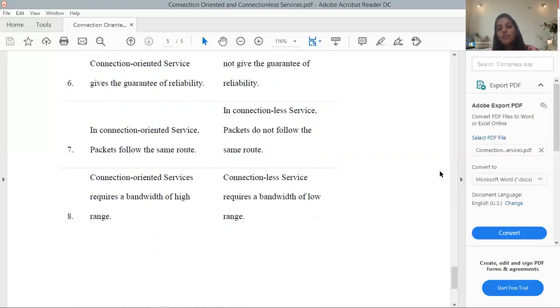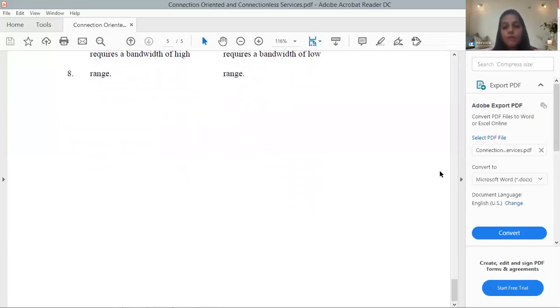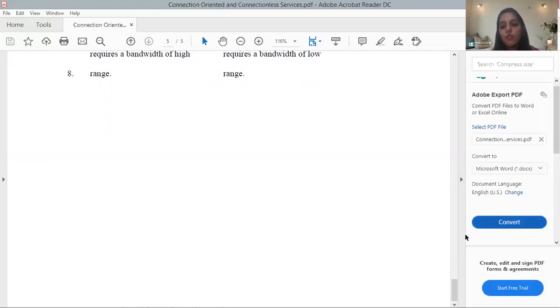Connection-oriented service requires a high range of bandwidth because it ensures your connection, ensures your availability, ensures your reliability, and successful transfer of the packets at the receiver side without any errors. So of course, it uses high bandwidth, and connectionless requires a low bandwidth range. So yeah, this is the difference between connection oriented and connectionless services.